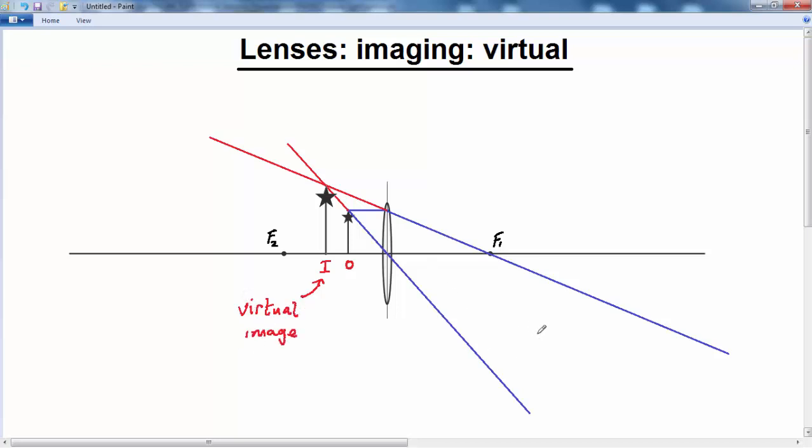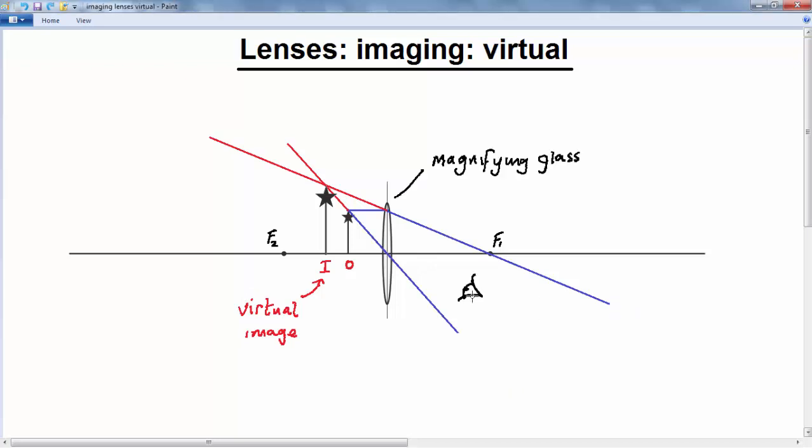But you can see it because if you position your eye here, for example, then the eye receives the diverging rays from the object and passes that optical information to the brain, which interprets the information and uses this to construct a virtual magnified image of the object.